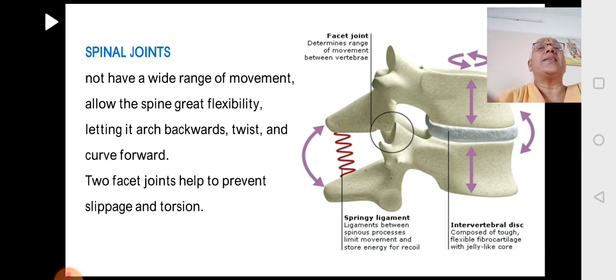So spinal joints is the joint between the two vertebrae, and they don't have large movement like your hands and legs where you can fold and twist and turn, but it gives flexibility just to bend forward, backward, sideward, like that. To that extent it is flexible. So there are facets on the vertebrae which will articulate with one another and maintain the position of the spine, and it will also help in preventing any kind of slipping of the disc or the torsion of the disc.